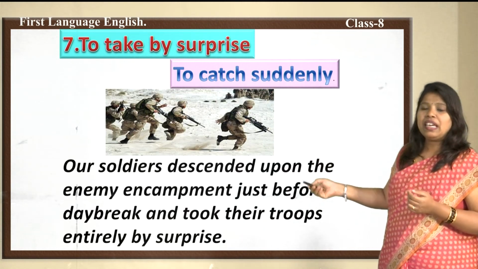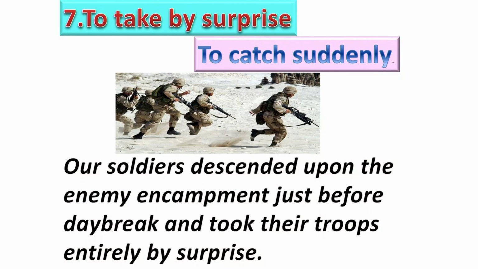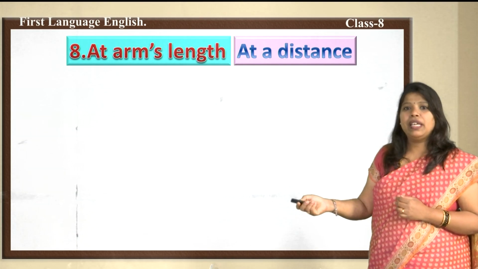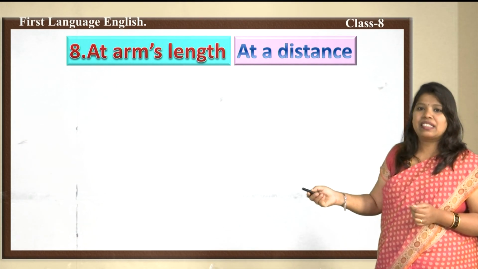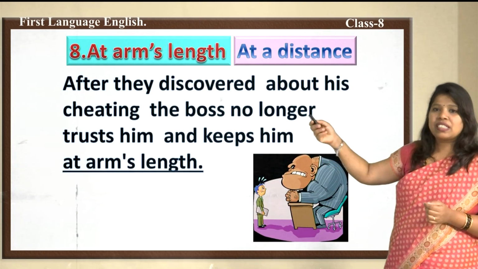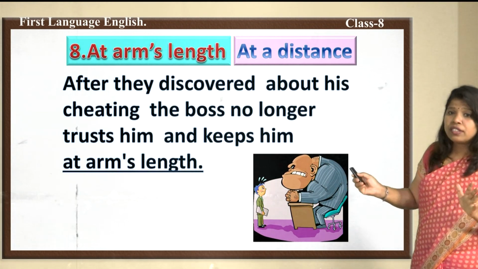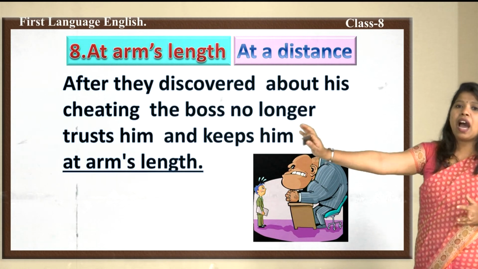So, here you can see the picture of soldiers. Our soldiers descended upon the enemy encampment just before daybreak and took their troops entirely by surprise. Now, at arm's length, it means at a distance. After they discovered about his cheating, the boss no longer trusts him and keeps him at arm's length.